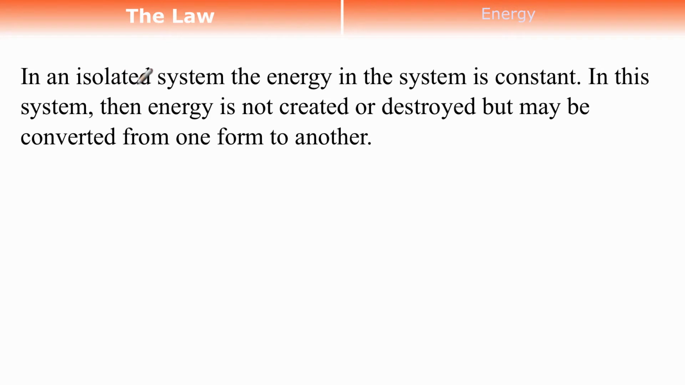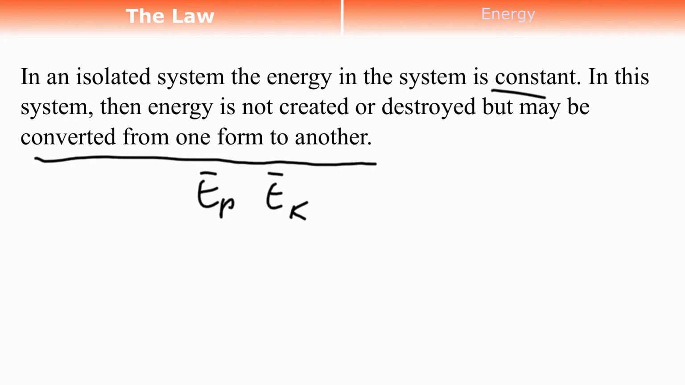In an isolated, closed system, the energy in the system is constant. In other words, it doesn't change. In this system, energy is not created or destroyed, but it can be converted from one form to another, say from potential energy to kinetic energy, or back and forth. And those are the two that we're going to look at.